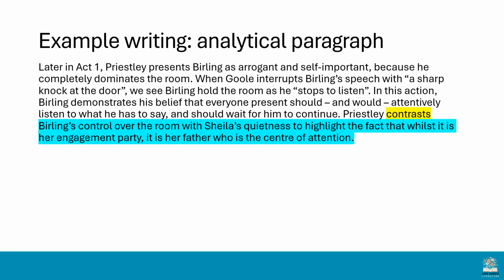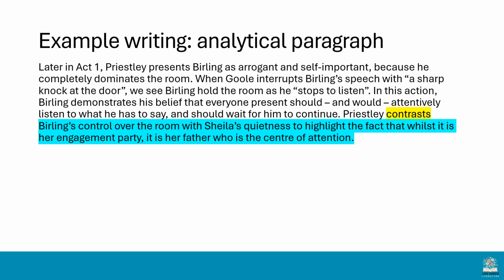Now when we analyse, we're doing two things. We're looking for the method that the writer has used, and then we're explaining why that particular method has been used. What's the effect of that? So I picked out the method in yellow here, and then my explanation in blue. So Priestley contrasts, that's my method, Birling's control over the room with Sheila's quietness to highlight the fact that whilst it is her engagement party, it is her father who is the centre of attention. So I've got my method, and then in blue, why it's used.